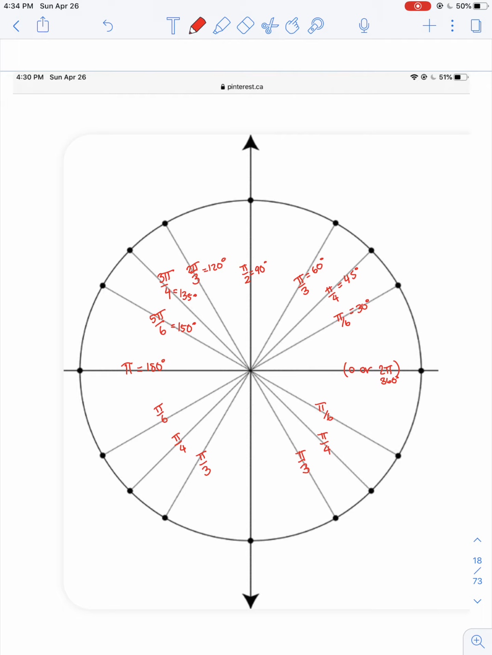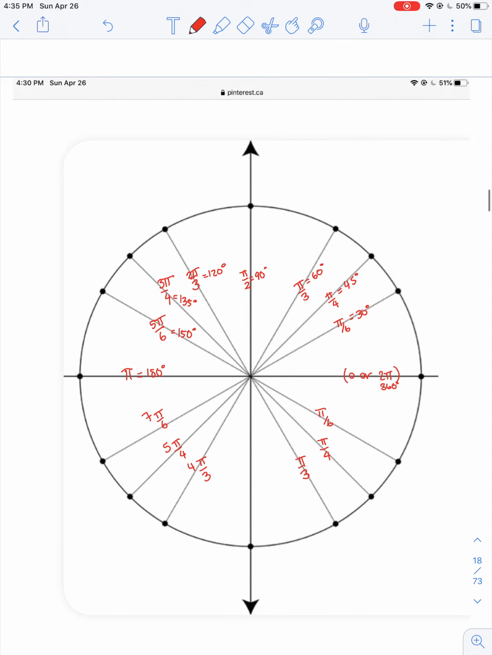So this one, in quadrant 3, you're always going to have 1 more than the denominator. So instead of 6, you have 7. So that's 6 plus 1. Then 4 plus 1 is 5 pi over 4. 3 plus 1 is 4 pi over 3. And then 270 degrees is always going to be 3 pi over 2. So that's 270 degrees. And then we continue.